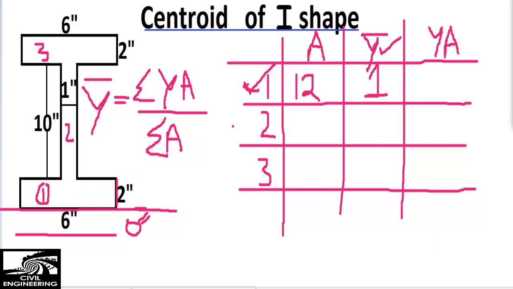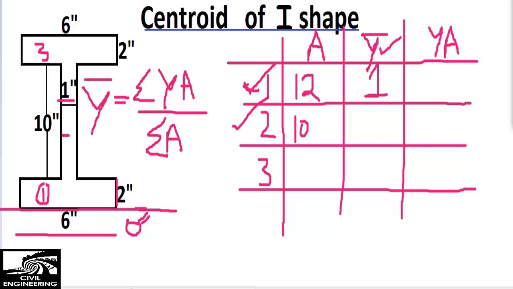So now coming to the second object. This is the second object we see, and the area of this object will be the thickness times the height. The height is 10 inches while the thickness is 1 inch, so we multiply these two, 10 cross 1, it comes out to be 10 square inches as the area of the second object, right?